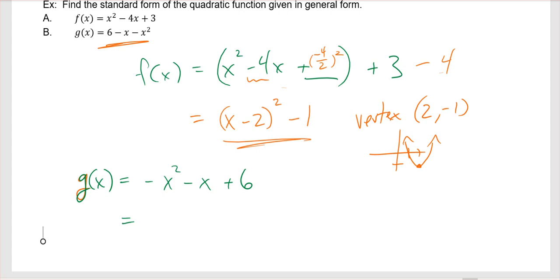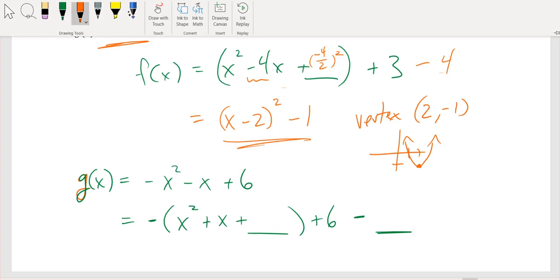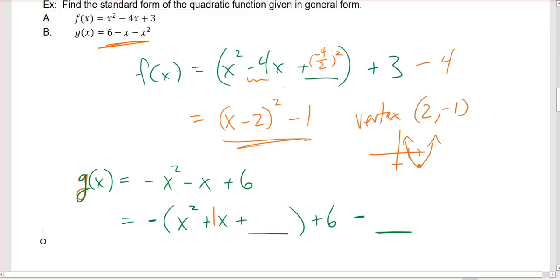So let's take a negative out of these two things. So negative, we'll factor that out, x squared plus x. And now we remember we're going to add something, and we're going to have to subtract that same thing, right? Okay, so what are we going to add in here? Well, it's the same step, right? Our number that we want, we're going to construct it using that coefficient, which in this case is a 1.